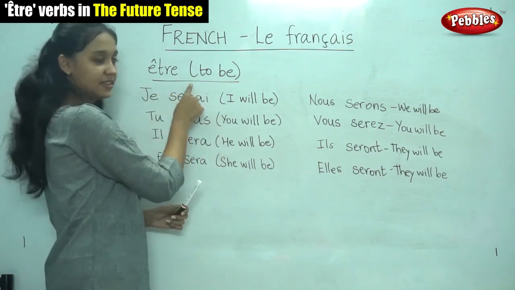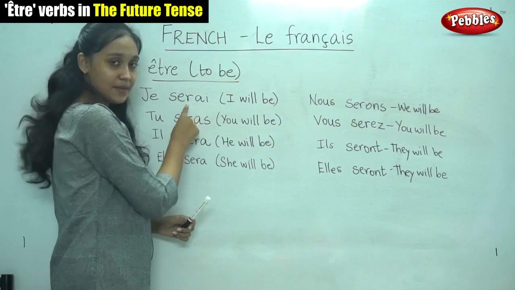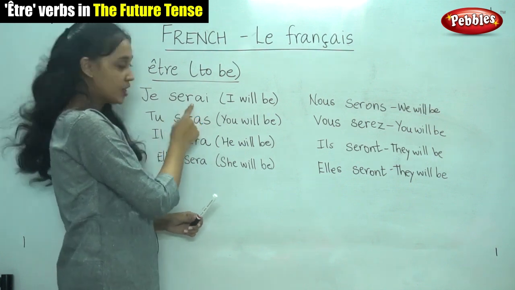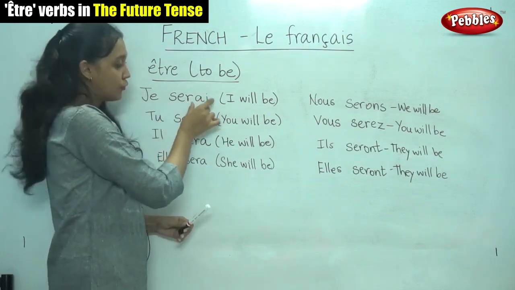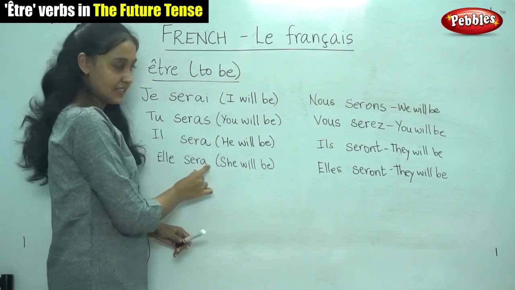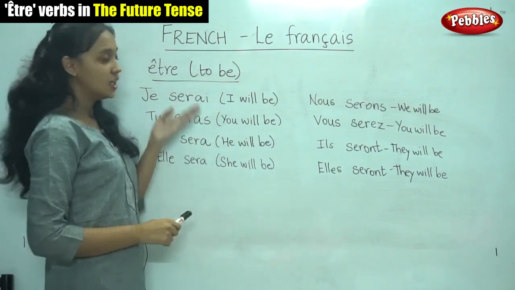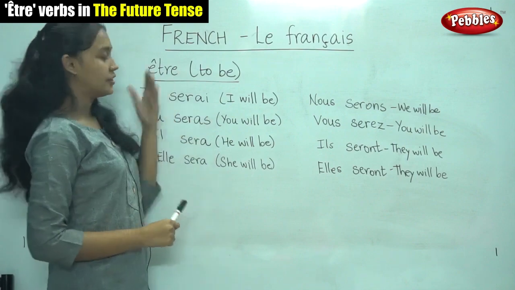For the verb être, the stem is SER. So we write the stem followed by the endings. So I hope you have understood the future tense for the verb être.